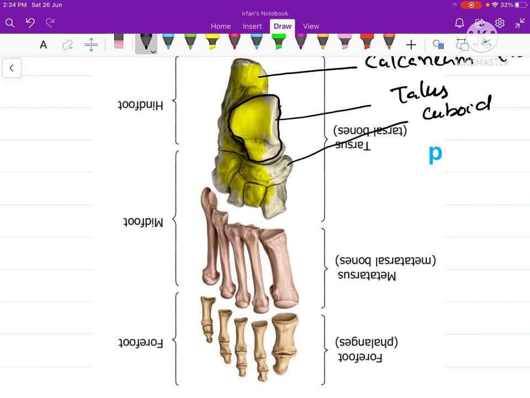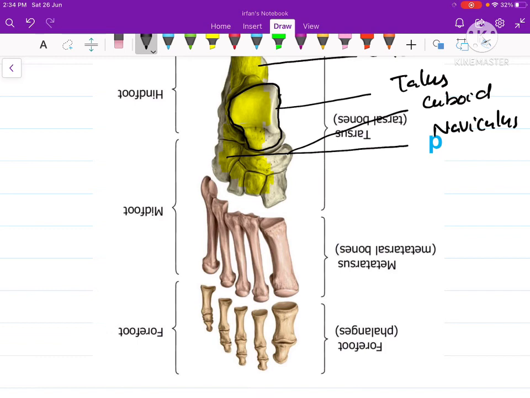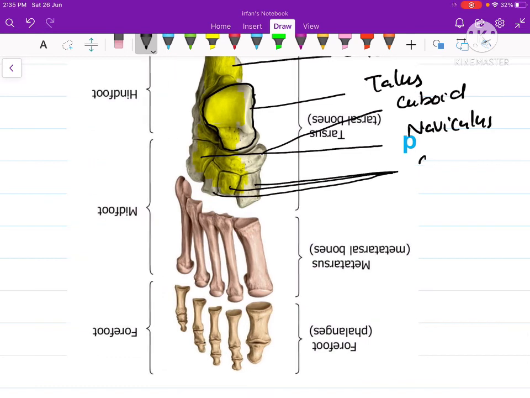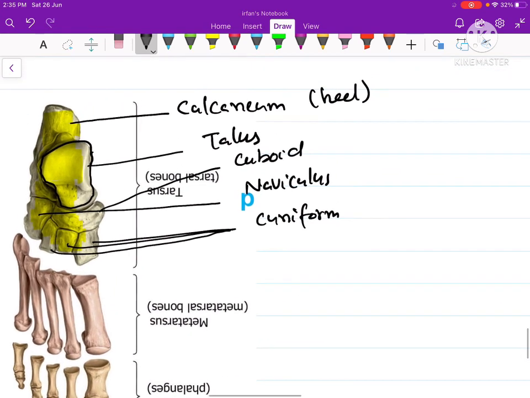This bone over here is the naviculus. And these 3 bones, 1, 2, and 3, are called the cuneiform. So let us enlist them separately.